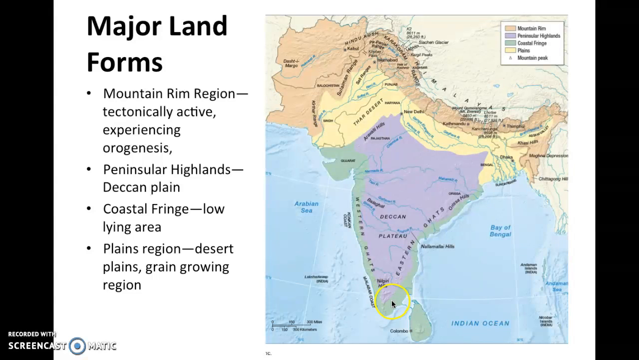It's been weathered by the oceans. And then you have the plains region with desert plains and the grain growing region. That's this region through here. You have the rivers flowing there. Agriculturally, it's pretty rich. They grow a lot of wheat and grains in there.